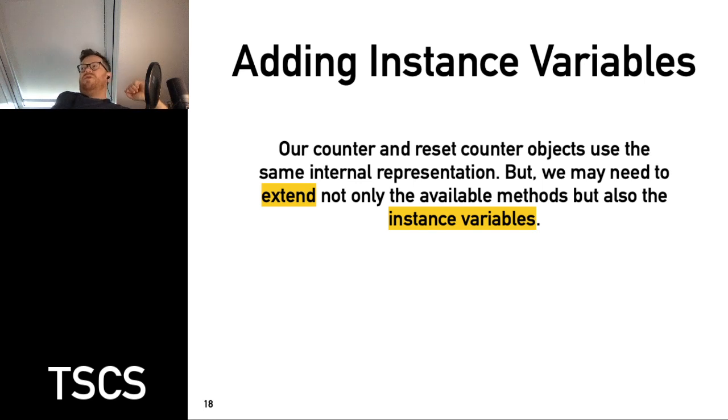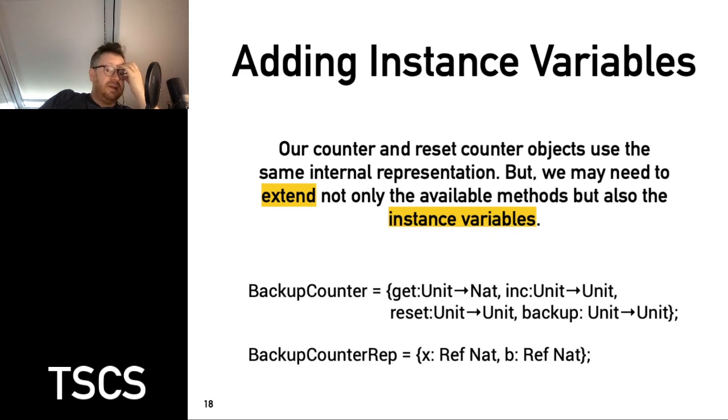Okay, now we've learned how to add methods, but in subtypes, so in subclasses, how do we add instance variables? We might want to have more state in a subclass than in its superclass. So in the counter and the reset counter, we just reuse the same internal representation. But we may want to extend this, so we may want to have new instance variables. So let's look at this particular example.